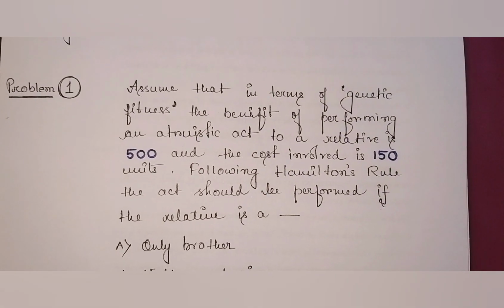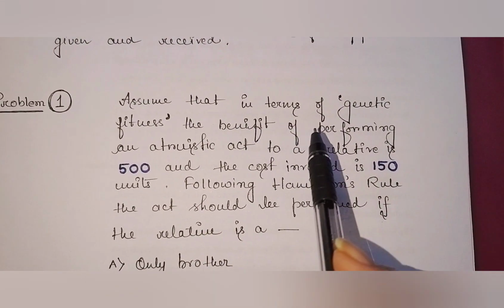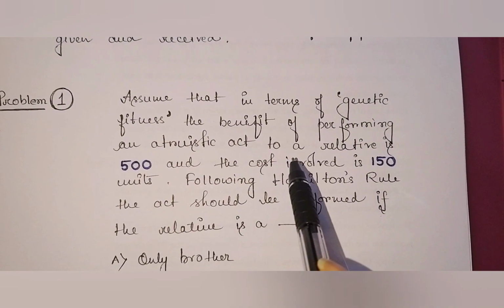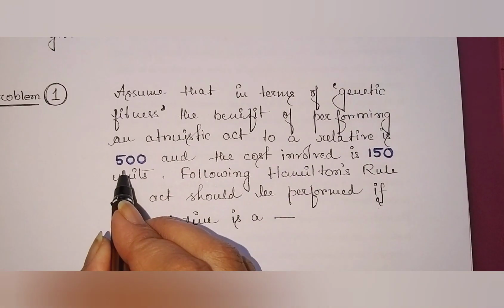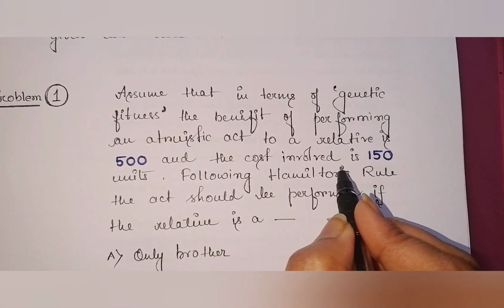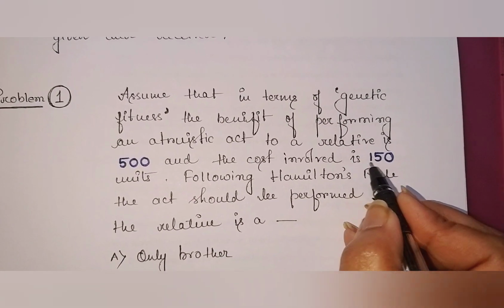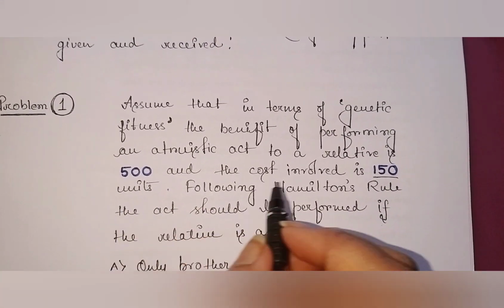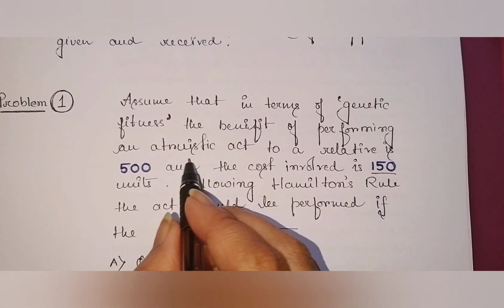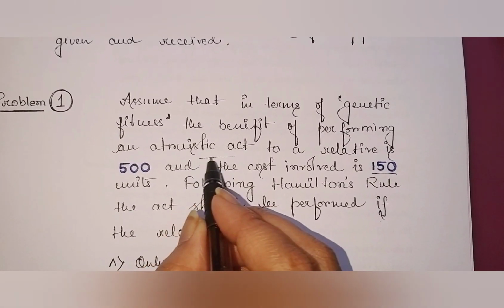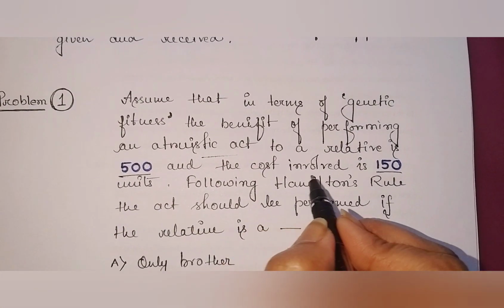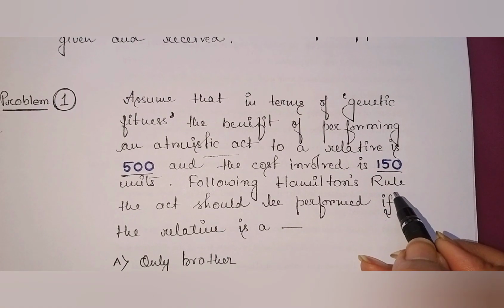Read the question very nicely. Assume that in terms of genetic fitness, the benefit of performing an altruistic act to a relative is 500 units and the cost involved is 150 units. So what did you see here? The benefit of the altruistic act is 500 and the cost involved, that is C, is 150.